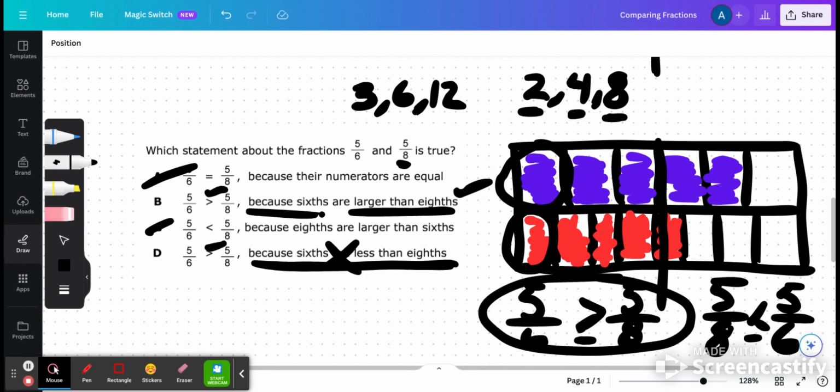That is incorrect. So what we have to remember is when we're looking at the denominator, the bigger the denominator, the smaller the piece size is. So 8s are going to be a smaller piece. As your denominator gets larger, you're cutting your whole into more pieces, therefore your piece size shrinks down. So smaller denominators like 6 actually mean bigger piece sizes. So the correct answer on this problem is going to be B.